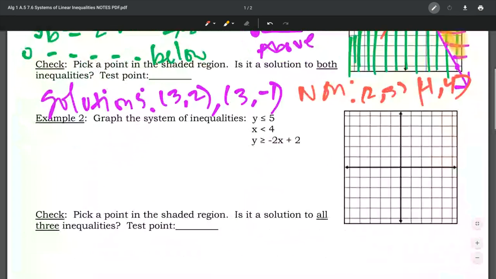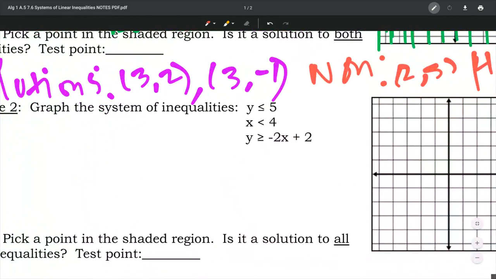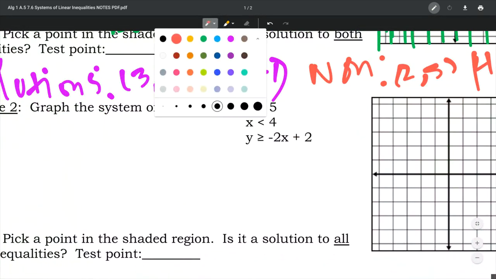And this one, it's just a little bit harder, but all it is that you've got 3. A system doesn't necessarily mean you're just doing 2. You can have 3. You can have more than 3. You can have 4, 5, 6. It gets a little crazy after that, but you can still do it.